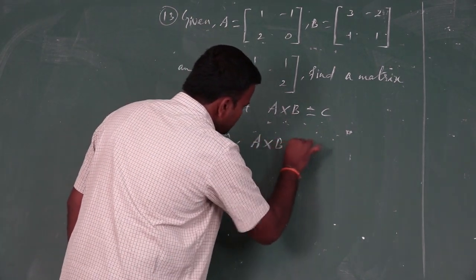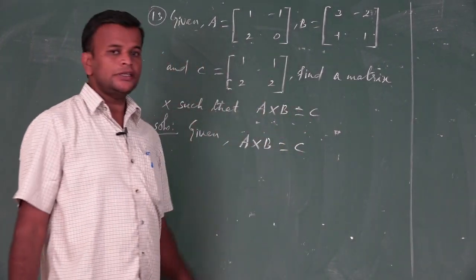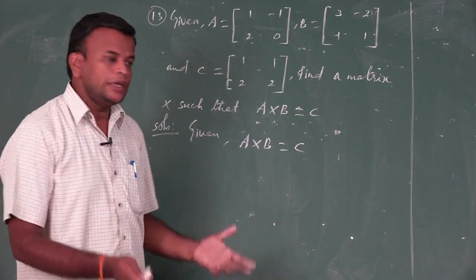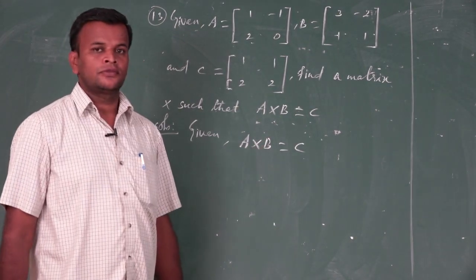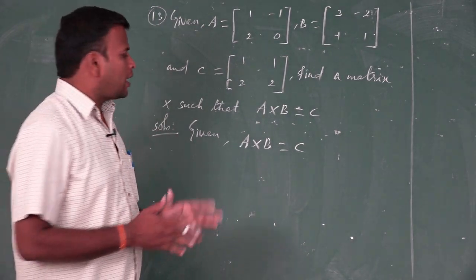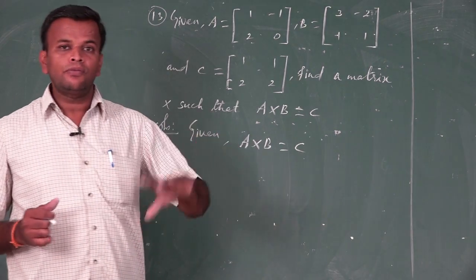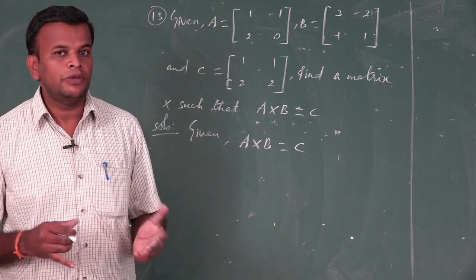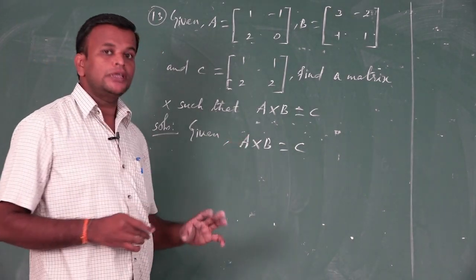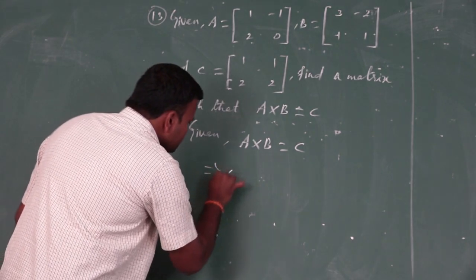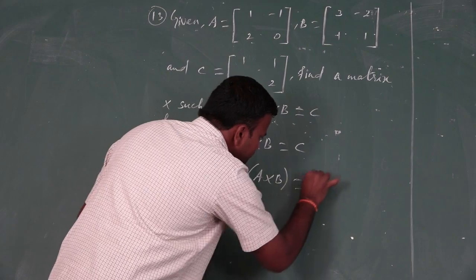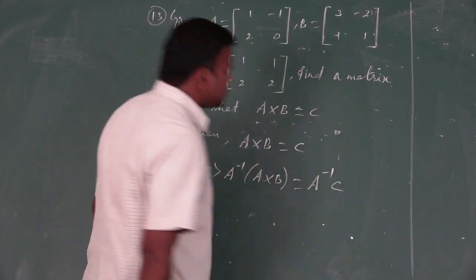The value of AXB is equal to C. But we need to find only the matrix X, so we have to leave out A and B. How to eliminate them? The first step, I pre-multiply A inverse on both sides. Already we explained what is meant by pre and post. Pre-multiply means in front of AXB we multiply A inverse. So A inverse of AXB is equal to A inverse C.